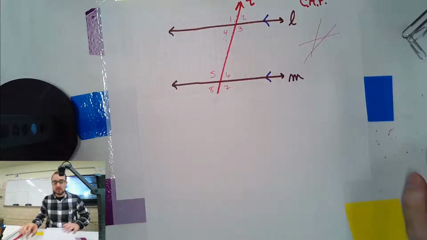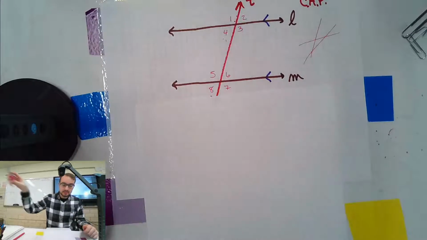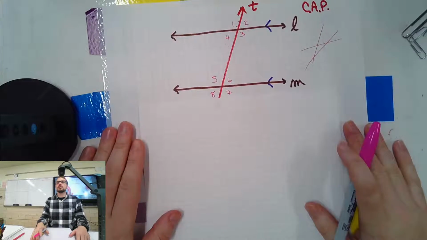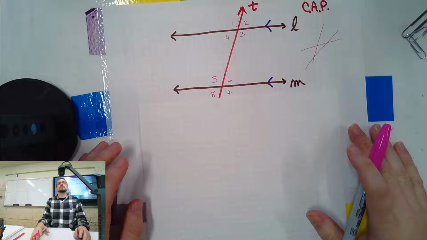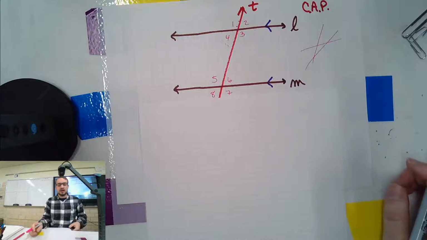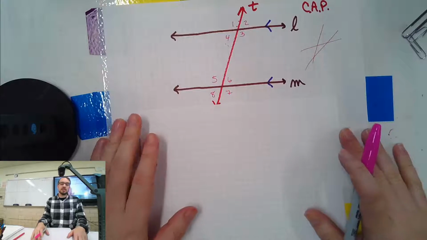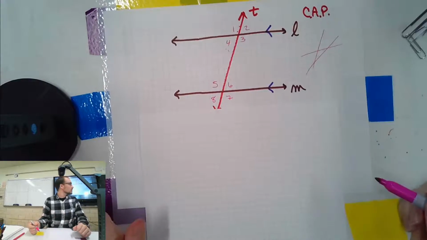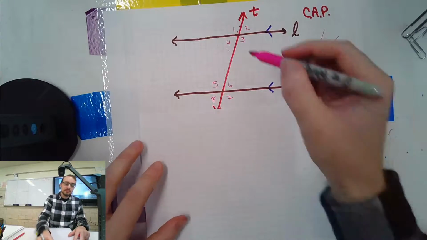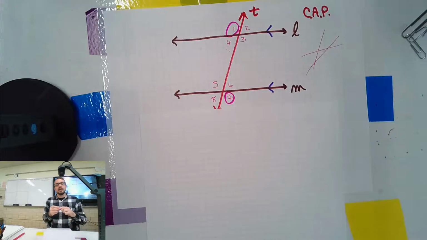So, Rosie, give me an example of two. You want to do alternate or same side first? Wonderful. That was what you said yesterday. Alternate exterior angles. Give me an example of alternate exterior. 7-1. Wow. Great.